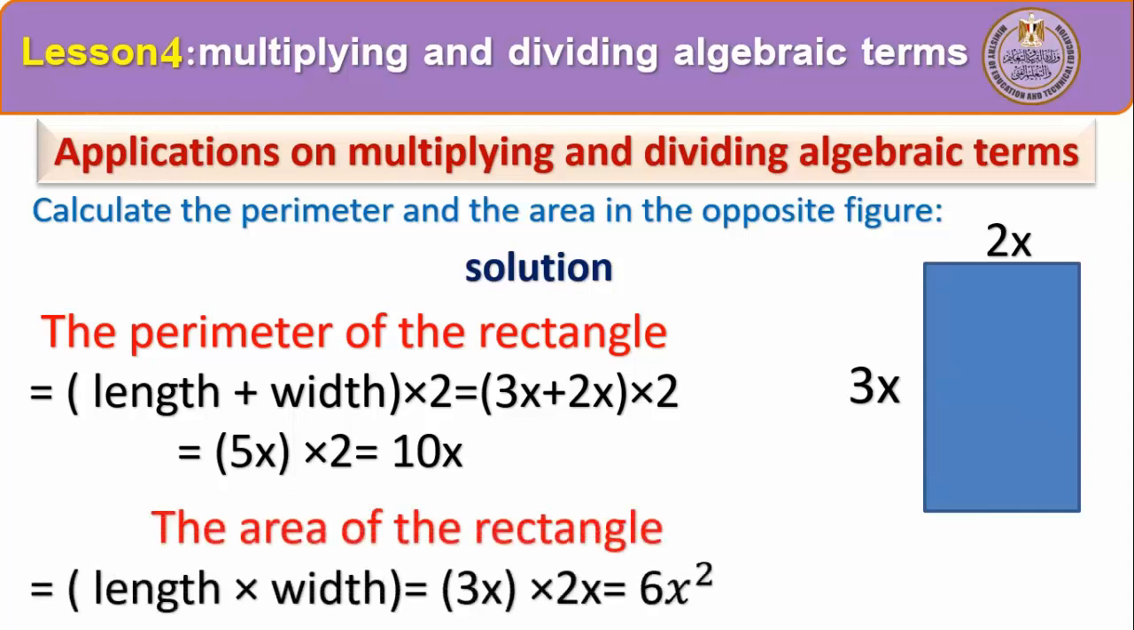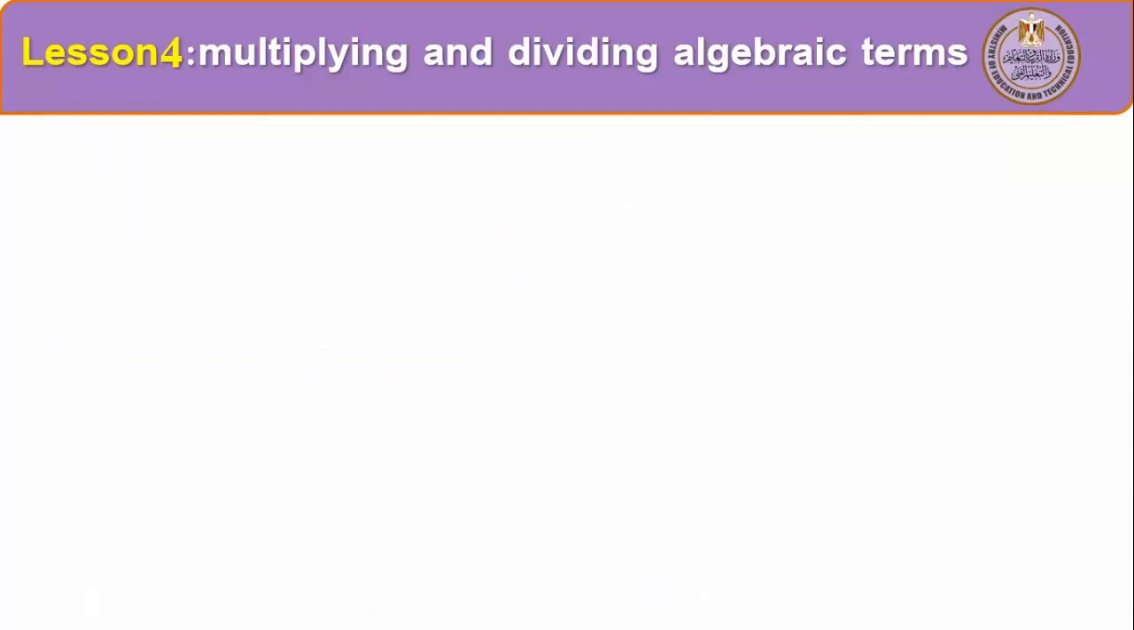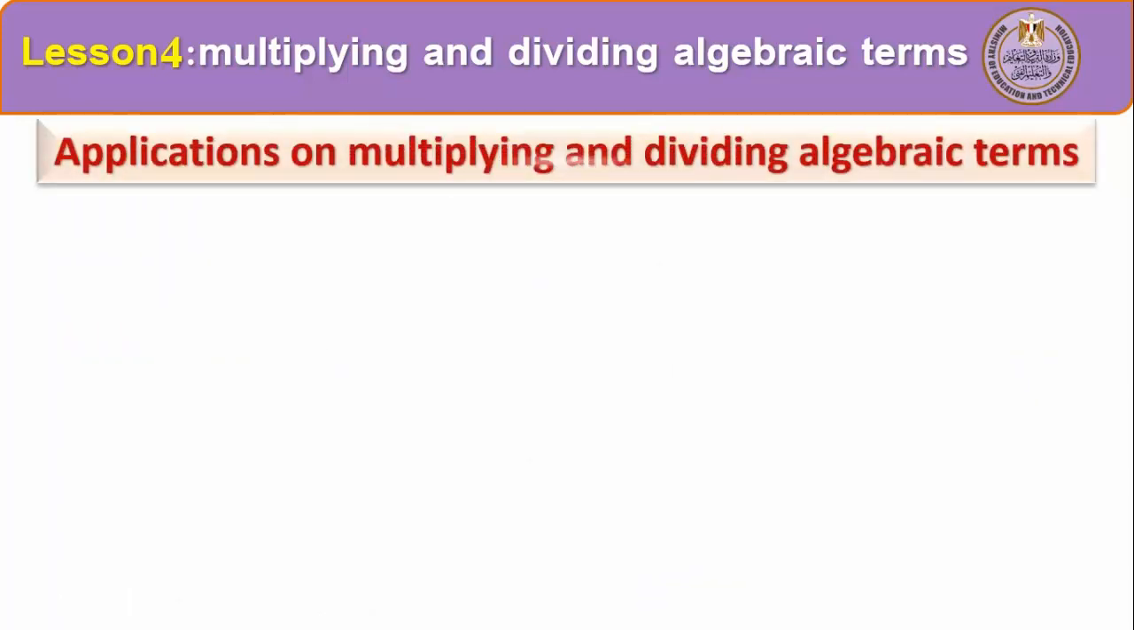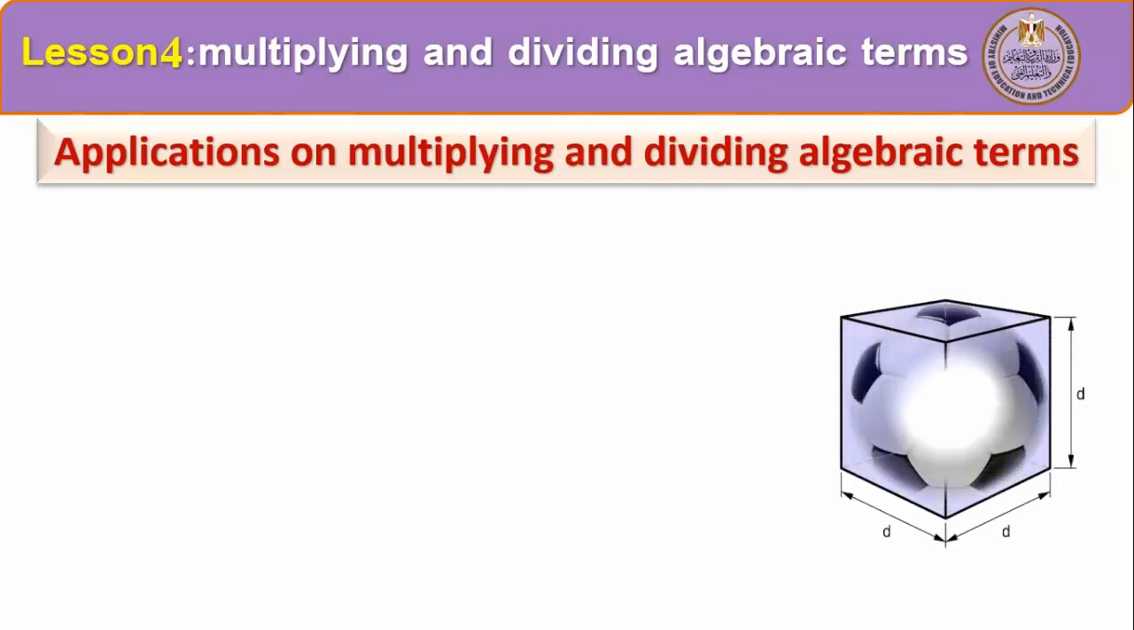What about the area of the rectangle? As you know, the area of the rectangle equals length times width. So we will multiply 3x by 2x to get 6x^2. It's so easy to calculate perimeter and area of the rectangle, as you see. Now, my dears, we're complete with applications on multiplying and dividing algebraic terms.